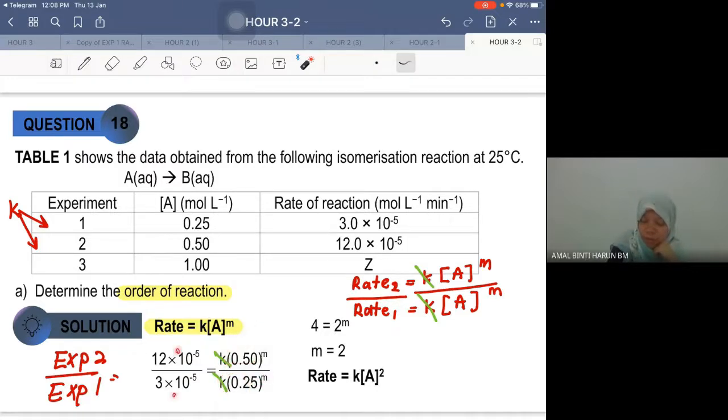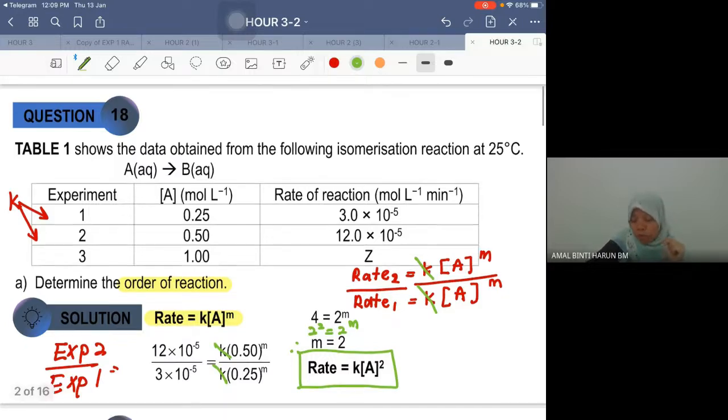So this one divided by this one is 4, and then this one divided by this one is 2 power of M. So 4 ni 2 power of 2 equal to 2 power of M. Therefore, M is equal to 2. And then rewrite. When you get the order of reaction, rewrite your rate law. So rate law is rate equal to K A power of 2, which is second order with respect to A.